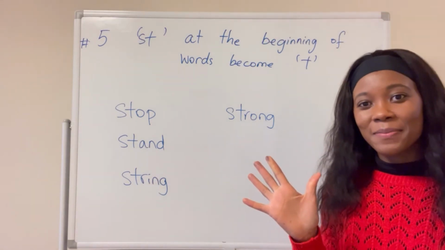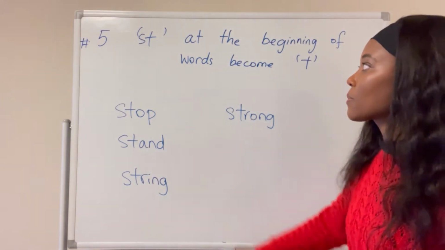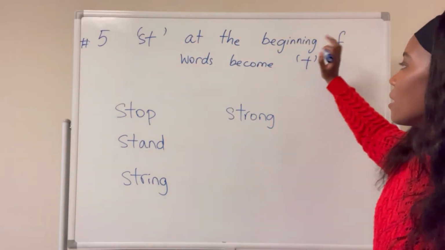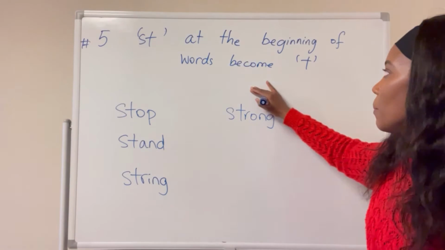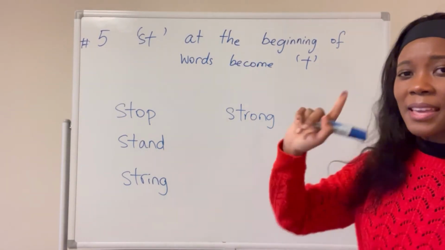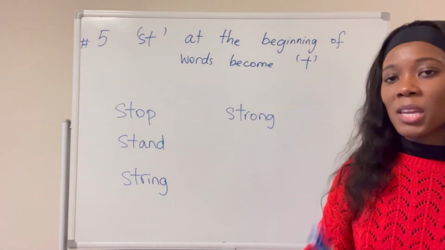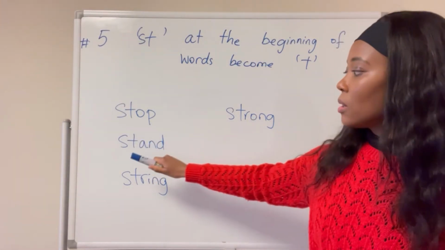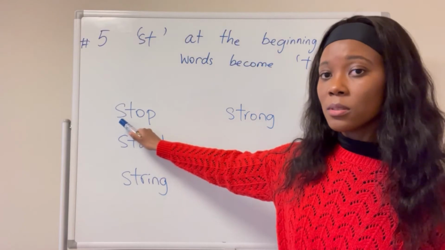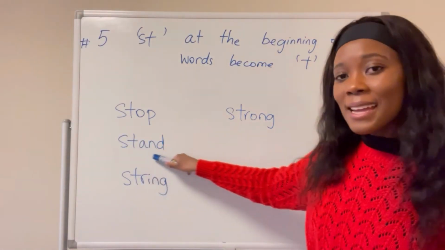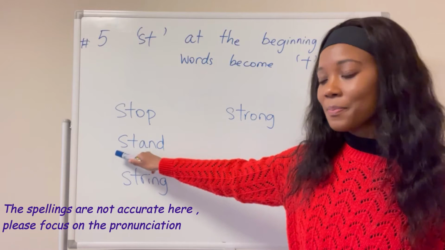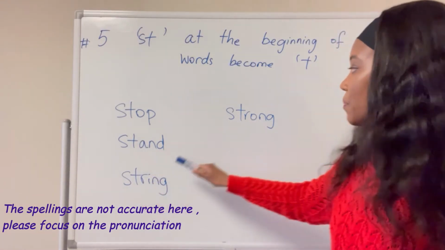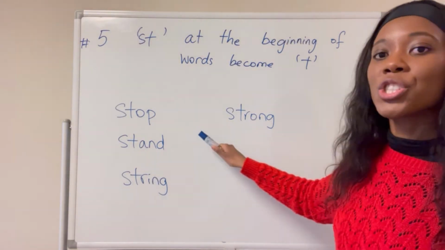Number 5. ST sound, St at the beginning of words becomes T sound. The S is dropped at the beginning of some words. For example, stop becomes top. Stand becomes tan. String becomes tring. Strong becomes trong.